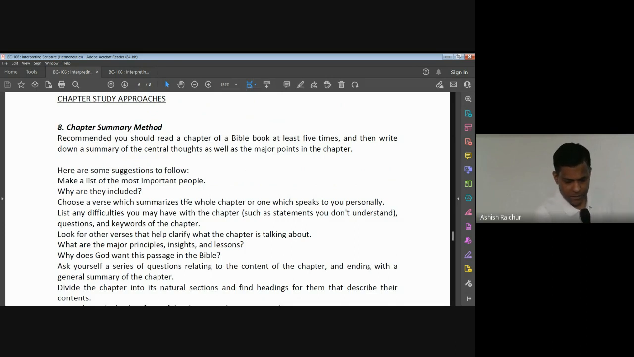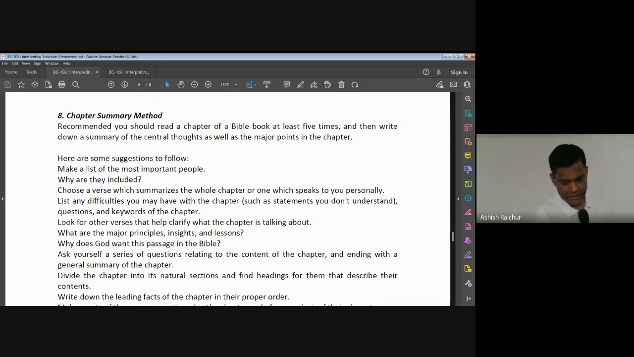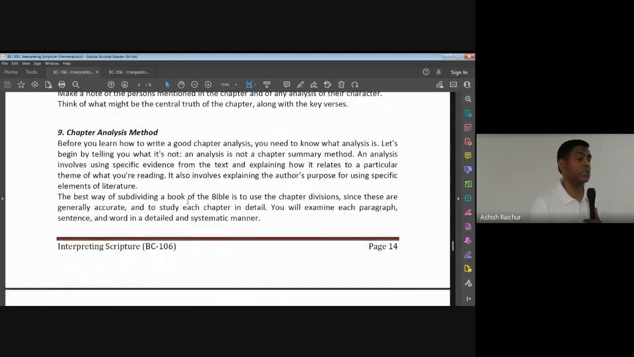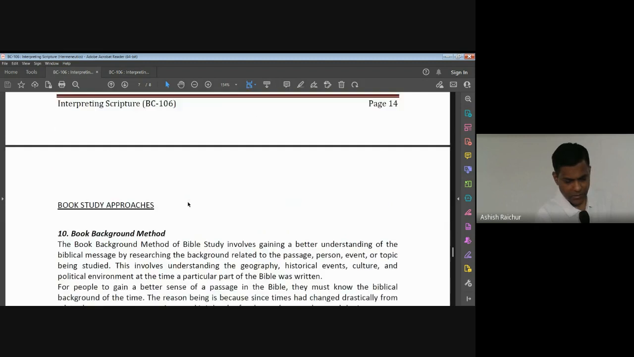You can get a chapter summary, the main insights in that chapter, or you can get into the details. So this is called a chapter analysis. A chapter analysis is a detailed study of the same chapter. So you're not just doing a summary. You're not saying, oh, chapter 3 talks about this. No. Now you're going into every verse of chapter 3. You're looking into every element in the verse, right? The words, the illustrations, things that are given in that. So you're doing an analysis of that.